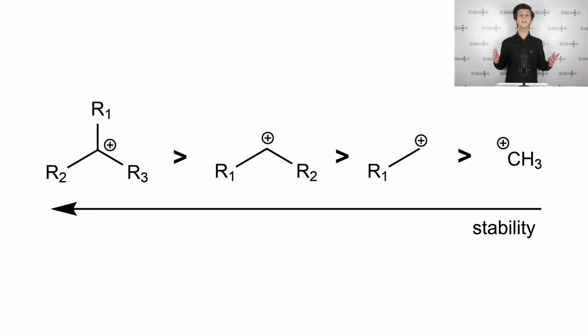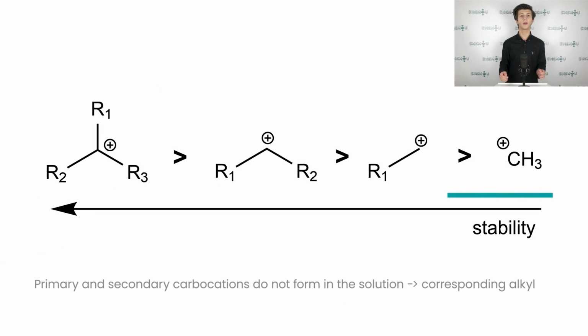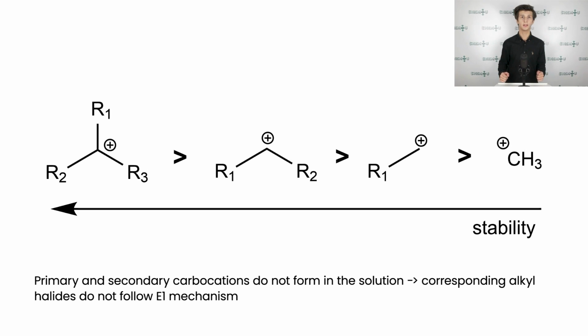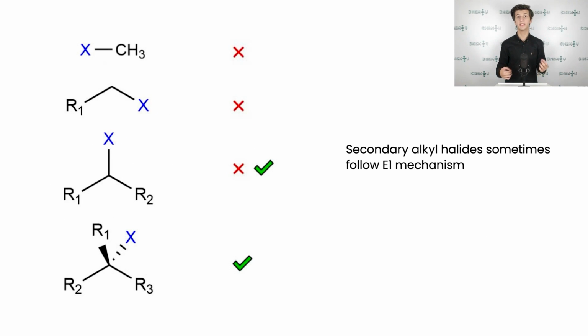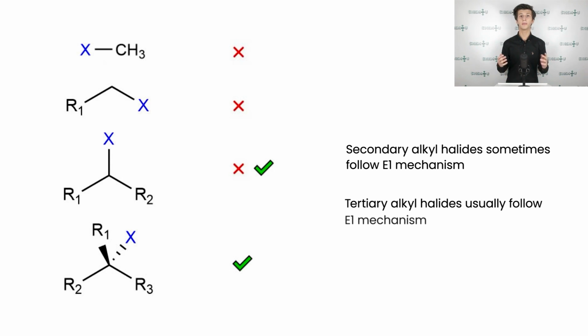The least stable is methyl carbocation followed by primary carbocations. These two groups are so unstable that they do not literally form in the solution. According to the scheme presented on the slide, secondary carbocations are more stable than primary, but significantly less stable than tertiary. It means that secondary alkyl halides also literally never follow E1 elimination mechanism. In contrast, tertiary halides are the best substrates for the E1 mechanism.